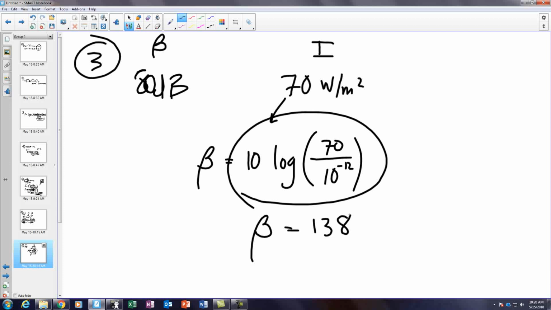Wait, you said the 10 to the negative 12 is 1e negative 12? Yeah, because the E stands for 10 to the, and so you'd have to do like a 1 times 10 to the negative 12. So it'd be 1e negative 12, if you were going to type it in with scientific notation. You could just type 10 raised to the negative 12 in parentheses, and it would work there too. Is it about 138.45?